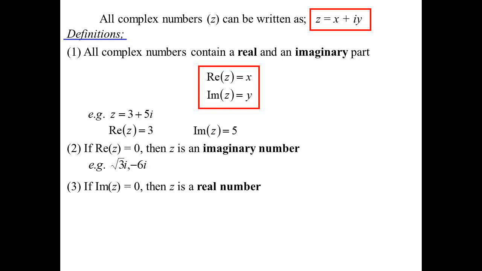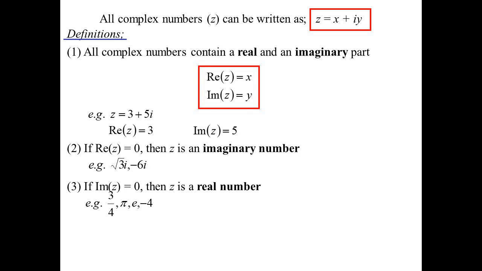Now, if the imaginary part is equal to 0, then you have a real number. And that's what you've been dealing with your whole lives. These are the set of complex numbers where the imaginary part happened to be 0. So you have been working with complex numbers. Here's an example of real numbers: 3/4, pi, e, -4. They're all real numbers.